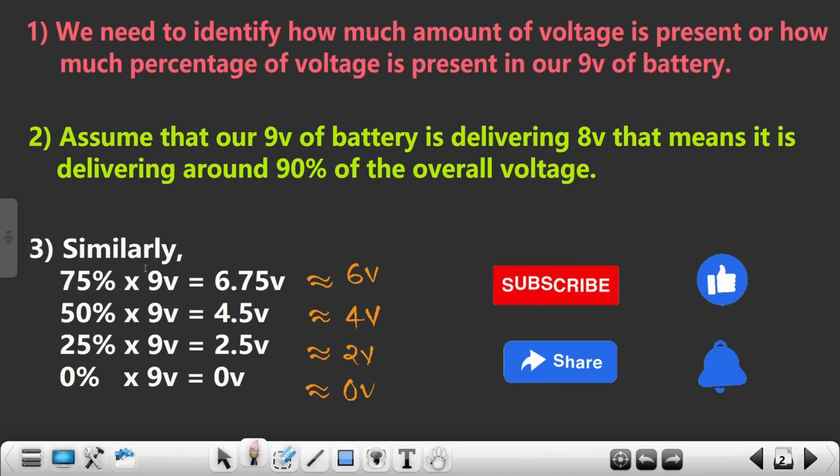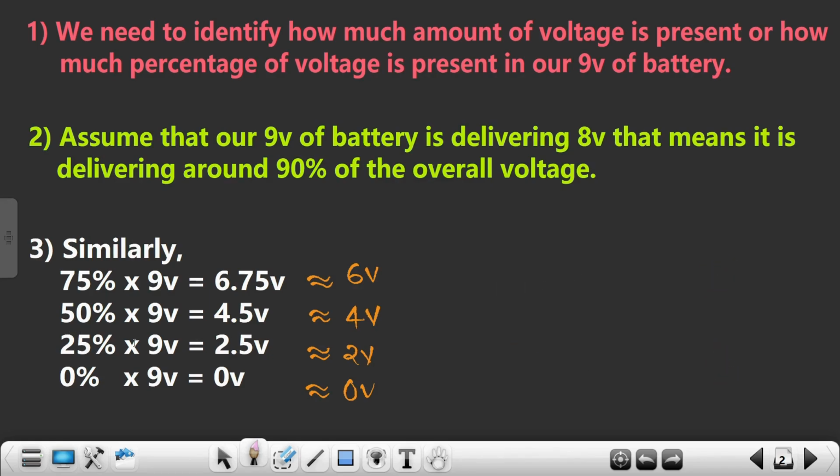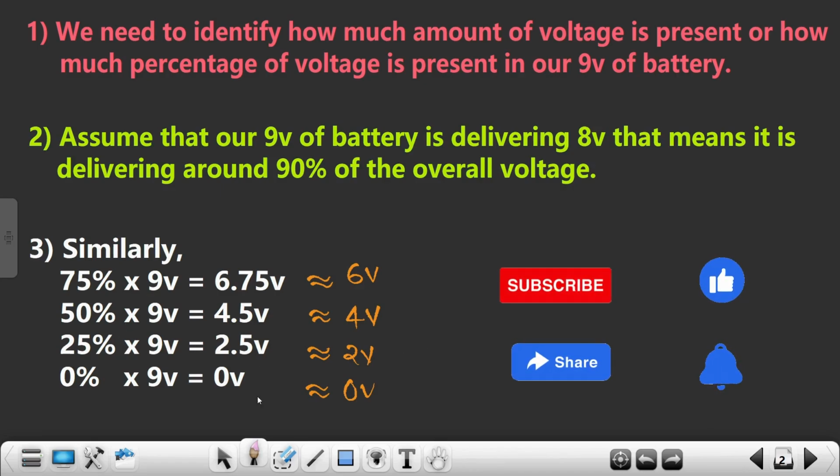If my battery is delivering around 6.75 volts or around 6 volts, what I can say is that my 9 volt battery is around 75% charged, or it has around 75% of the overall voltage. Similarly, if my battery has around 50% of the overall voltage, that means it is delivering around 4.5 volts. Similarly, if my battery is delivering around 2.5 volts, it has around 25% of the overall voltage. That means 25% of 9 volts is 2.5 volts, and 0% is anyway 0 volts.